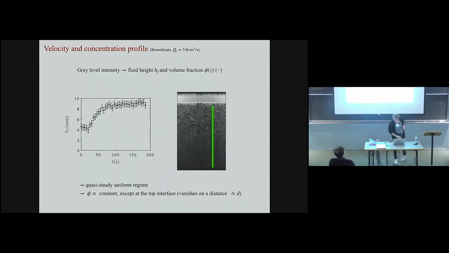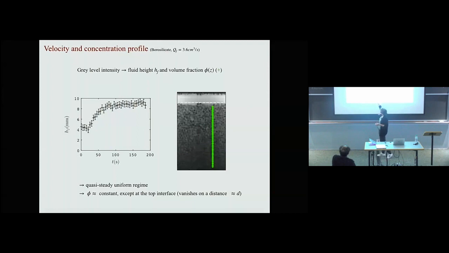From the gray level intensity, we can also get some information about the fluid thickness here, and about the volume fraction. I have to say it is an estimation of the volume fraction, because it's really difficult to measure the true volume fraction. What we see is that at the beginning there is a dilation, and then we see that the fluid thickness increases with time, but this increase is quite slow, 4 millimeters in about 200 seconds. So we can think that we are in a quasi-steady uniform regime. And then in this movie, you are going to see in red the particle velocity, and in green the volume fraction.